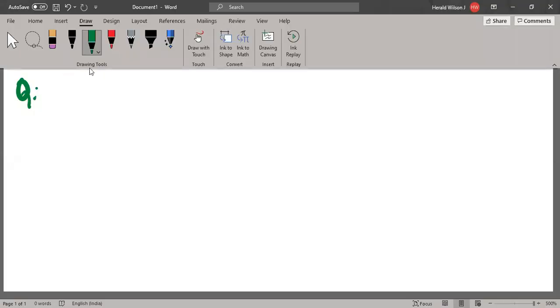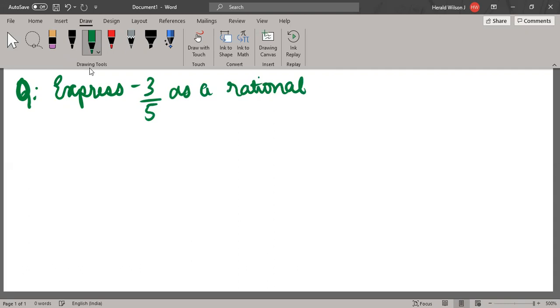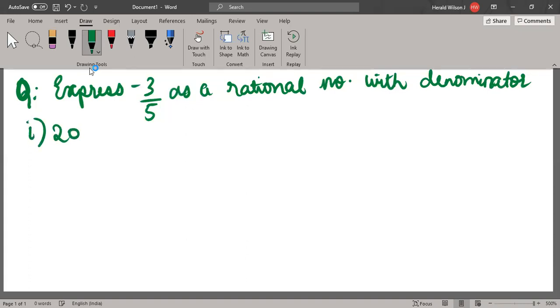So your question is: express -3/5 as a rational number with denominator, let's say, 20. Okay, with denominator 20, and I'll give you another one also, -30. Okay, this is your first question.